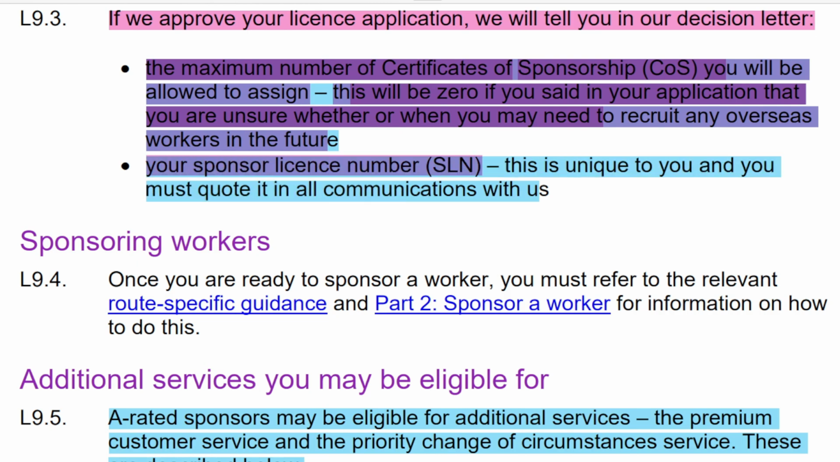Your sponsor licence number, which is SLN. This is unique to you and you must quote it in all communication with us.